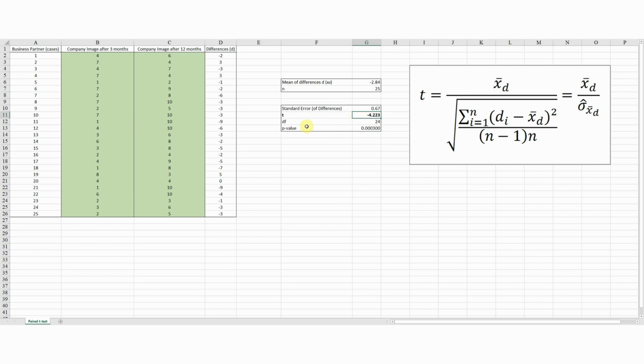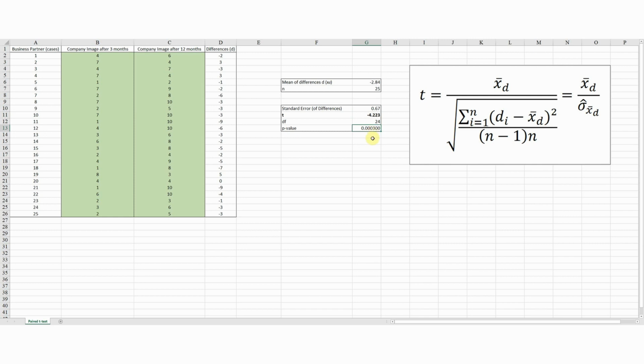Well, the critical t-value for this is about 2. So this is clearly highly significant. It's for sure exceeding the critical t-value at 0.05 as alpha level. So there is a difference in the company image. But what you could also do, and statistic software packages do this automatically, they will calculate the exact p-value for you. So you can see that this is highly significant.